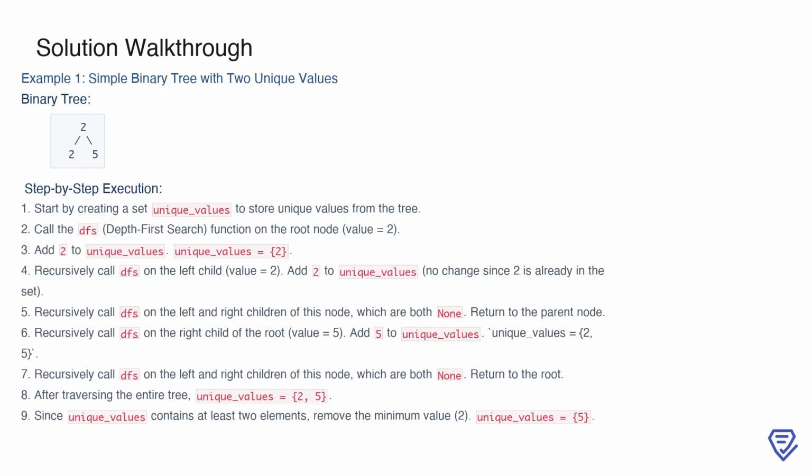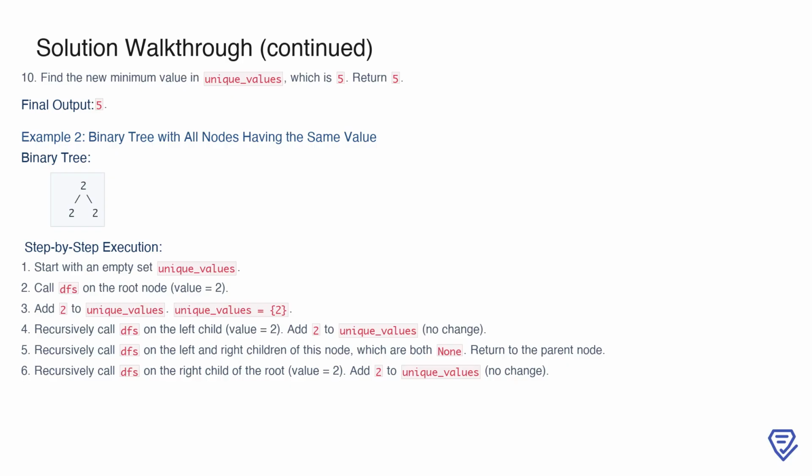At the end of the traversal, our set contains the values 2 and 5. Since the set has more than one element, we remove the smallest value, which is 2, leaving us with unique_values equals 5. Now, we find the smallest value remaining in the set, which is 5, and return it as the second minimum value. Therefore, the output for this example is 5.